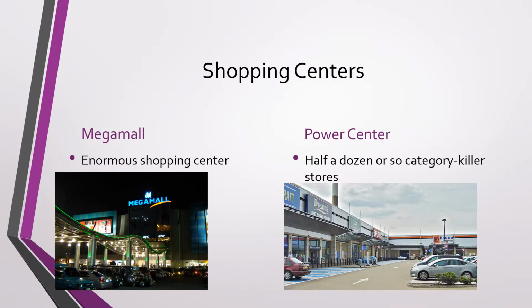Shopping centers: you have a mega mall, which is an enormous shopping center. I guess you could use like the biggest mall in Los Angeles, California, and then there's also one in Texas. Power center is half a dozen or so category killer stores. So these would be like your major hitter stores all in one little strip.